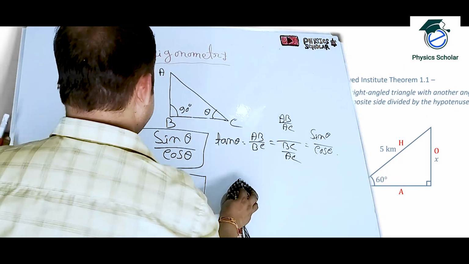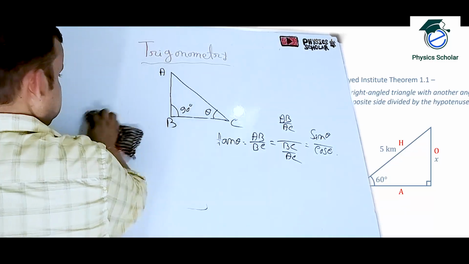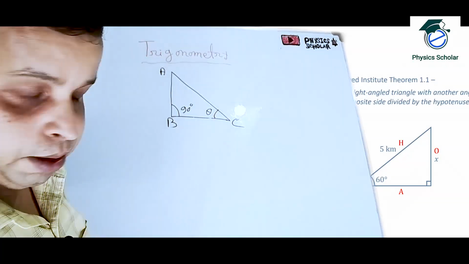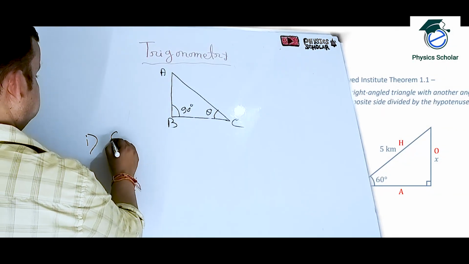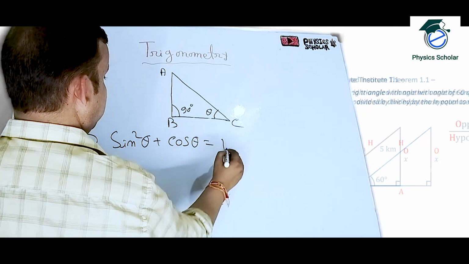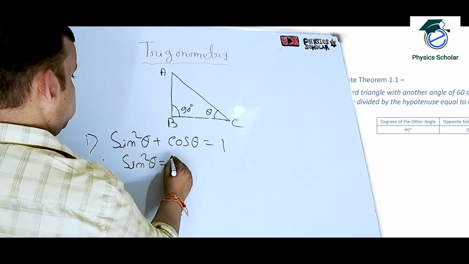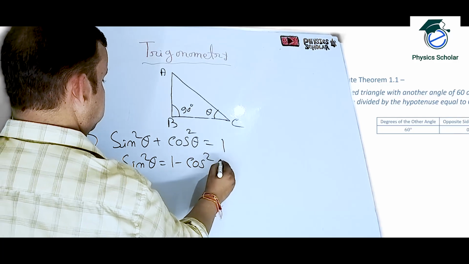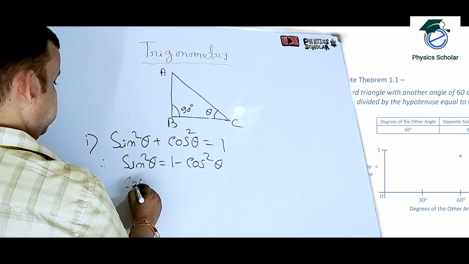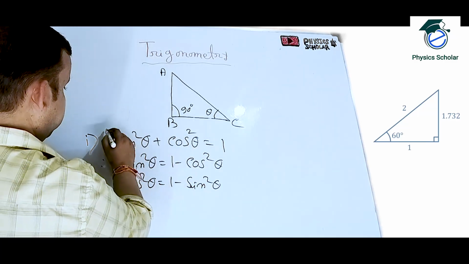So I am writing the next trigonometric formulas. Sin square theta plus cos square theta is equal to 1. This is the main formula. Then we can write sin square theta is equal to 1 minus cos square theta. Again, cos square theta is equal to 1 minus sin square theta.